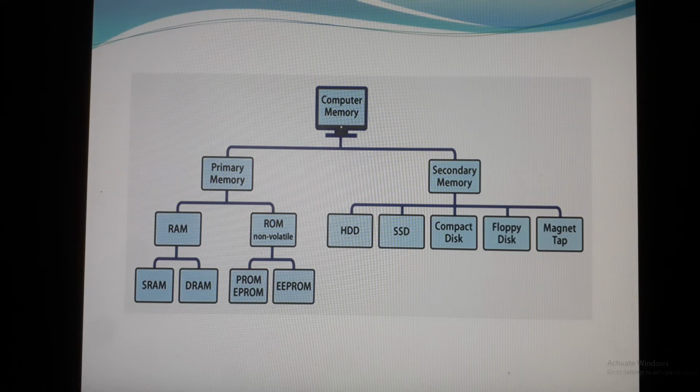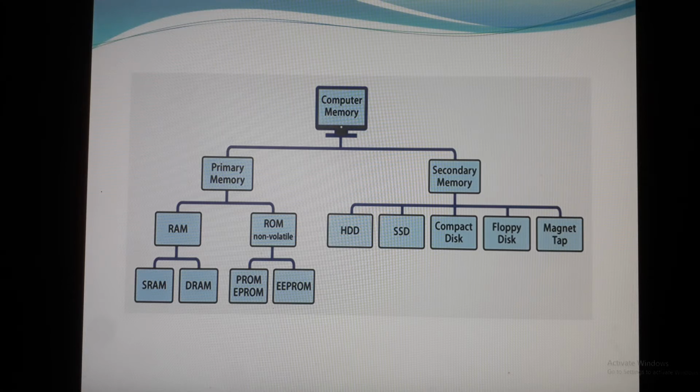Now let us see what is secondary memory. As the name suggests, secondary, it cannot be directly communicated with the processor. First, it should communicate with the RAM, then from the RAM, it is communicated with the processor. Secondary means external. So those devices that are connected external to the CPU, we call it secondary memory. Some examples are hard disk drive, secure digital cards, compact disks, DVD, flash drive, and many more.